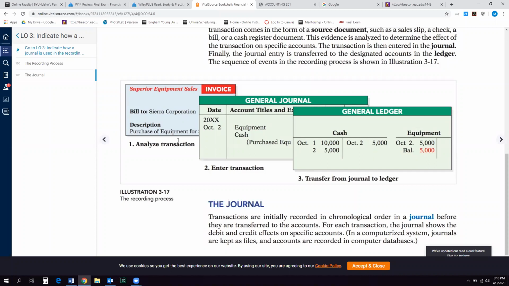So the steps they're talking about are right here: analyze the transaction. In other words, understand what's happening and to which accounts. And then we enter the transaction in the journal, or sometimes they call that journalizing the transaction, where we debit one account and credit another account. And then finally, we transfer those items from the journal to the ledger, where we keep it by account. So remember that a journal is this chronological listing of all of the transactions that occur, and then the ledger is listed by account so that we can see the balance of each account as we go along.